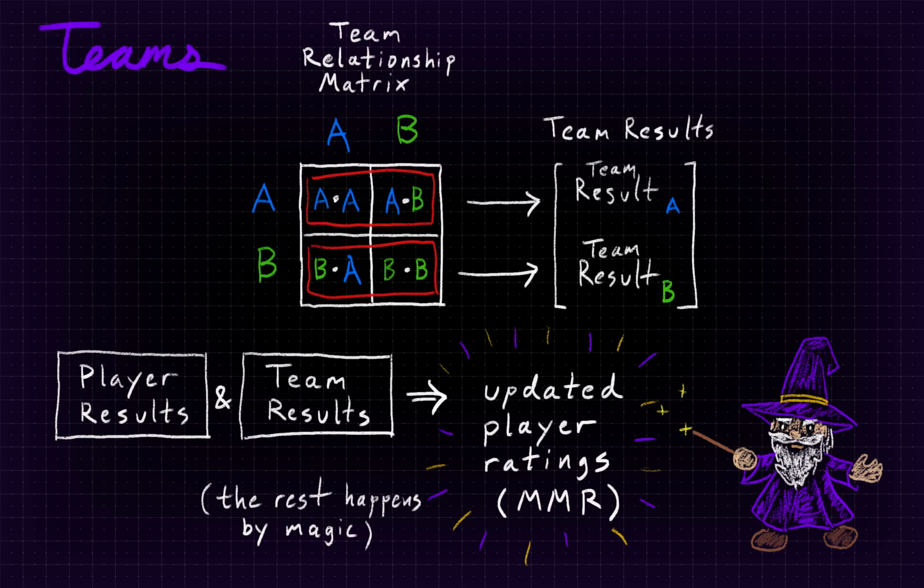The player results from before are then combined with the respective team results to arrive at the final rating updates. I'm skipping over quite a lot of details there, but one cool thing is that players can theoretically switch teams mid-match and still get fair rating updates.